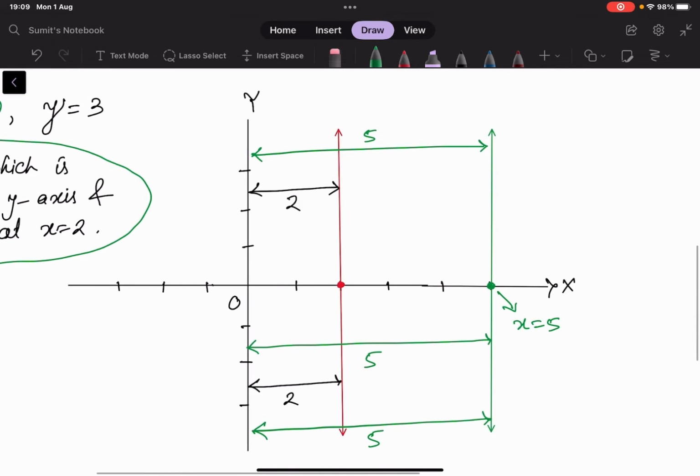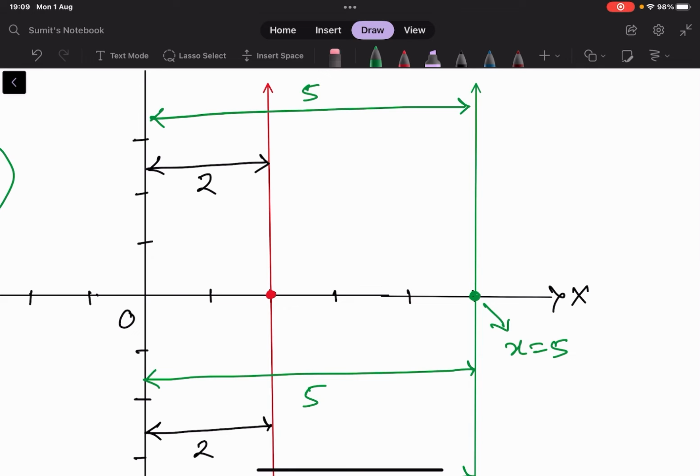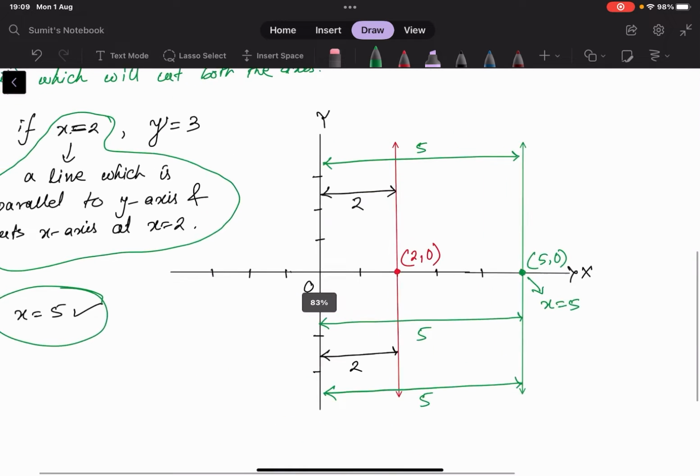Okay. And what is the point? What is the green point, and what will the red point be? The red point is (2, 0) and the green point is (5, 0) only. Since it lies on the x-axis, the x point will be taken and the y part is 0. That's why (2, 0) and (5, 0) are there. Okay. And for y equal to 3.